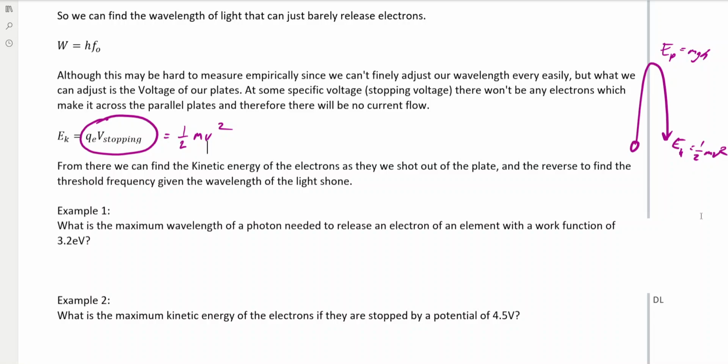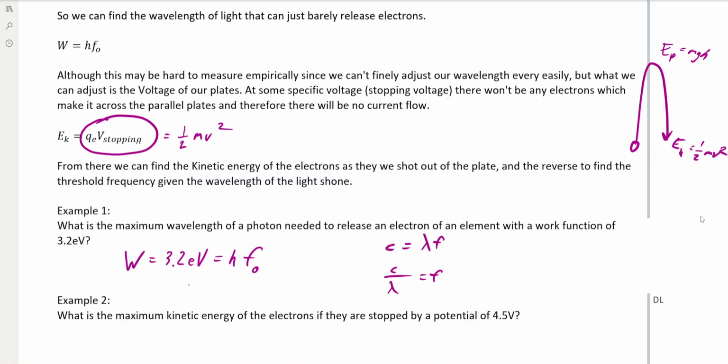Alright, example 1. What is the maximum wavelength of a photon needed to release an electron of an element with a work function of that? So the work function is 3.2 eV, which means that right now we're looking for that frequency, but if we're looking for the maximum wavelength, we have to change this from frequency to wavelength. So c equals lambda f, so c over lambda equals f. So let's put that back in here.